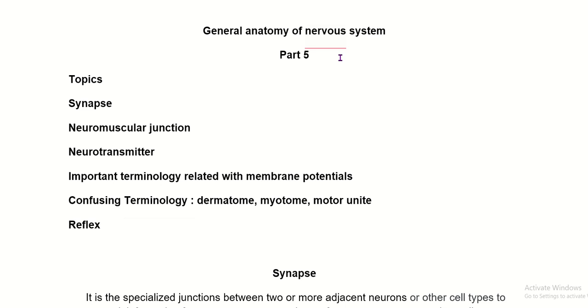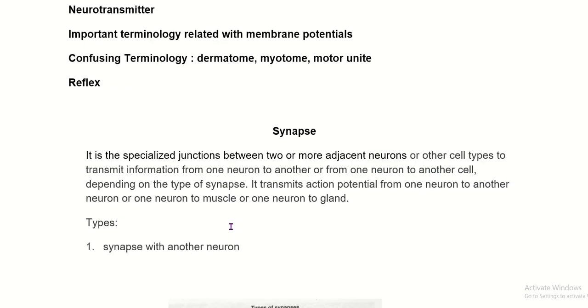General Anatomy of the Nervous System, Part 5. In this video, the following topics are discussed: synapse, neuromuscular junction, neurotransmitter, some important terminology related with membrane potential, confusing terminology, dermatome, myotome, motor unit, and reflex.